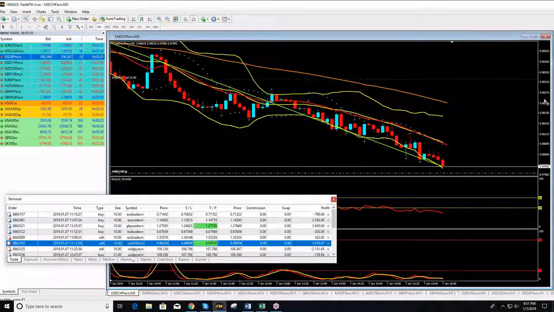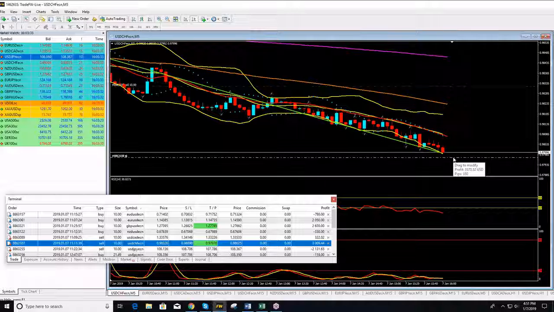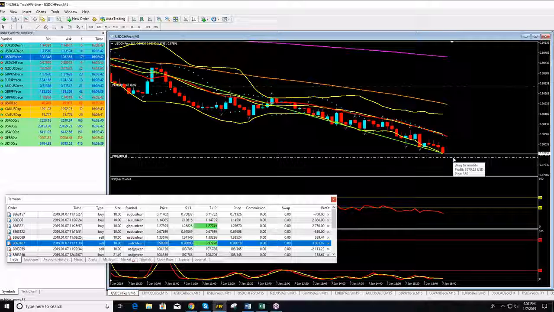We are short and it's falling nicely. I think we will close dollar CHF first. We are just 5 pips away from our take profit price. That's another $3,500, guys. So we are on a very good path.